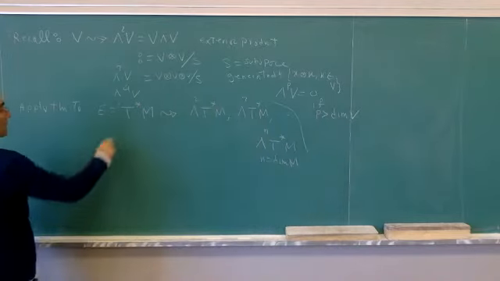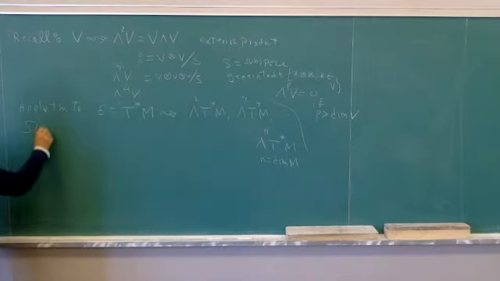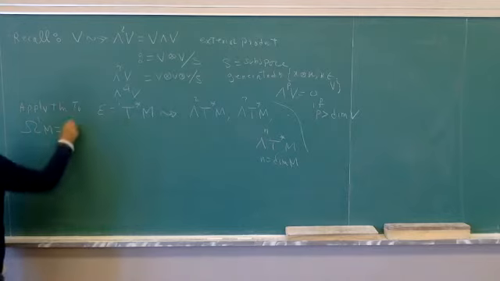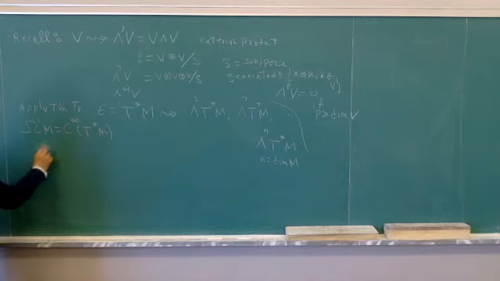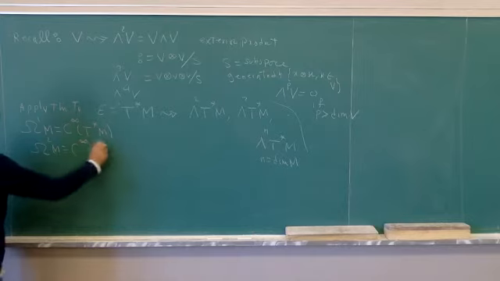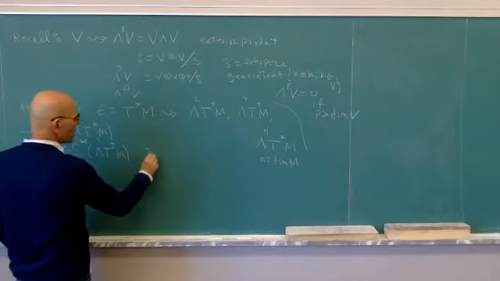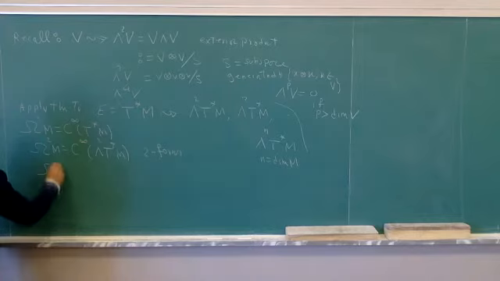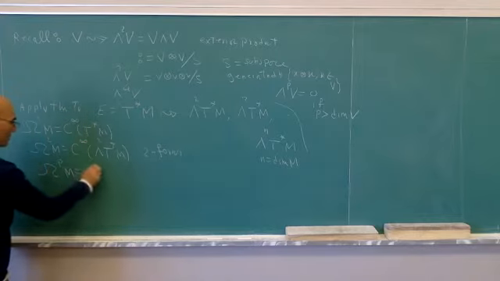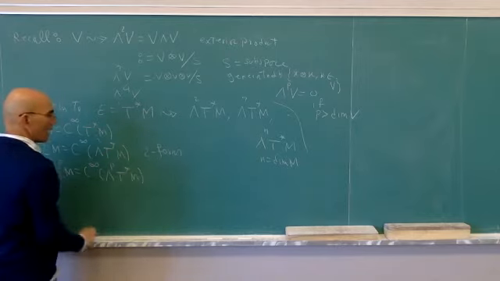Now we are interested in the smooth sections of these bundles. Remember, we called Omega 1 of M the smooth sections of T star M. By the same token, we denote the smooth sections of wedge 2 of T star of M by Omega 2 of M, and this is called the space of two forms. And Omega P of M in general is the space of P forms.